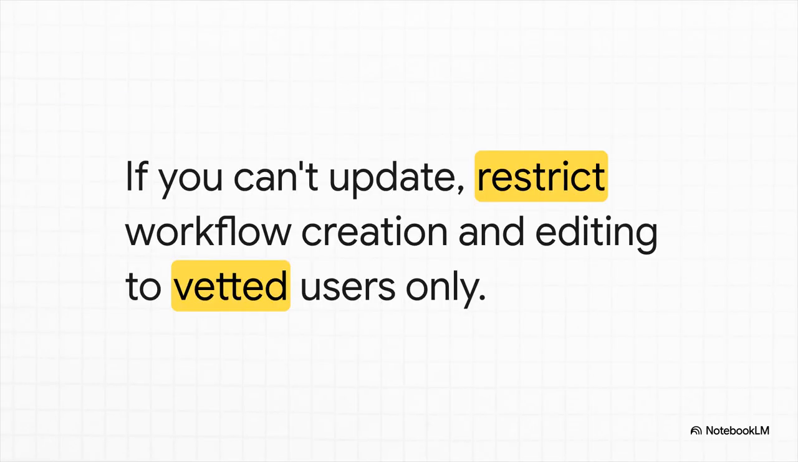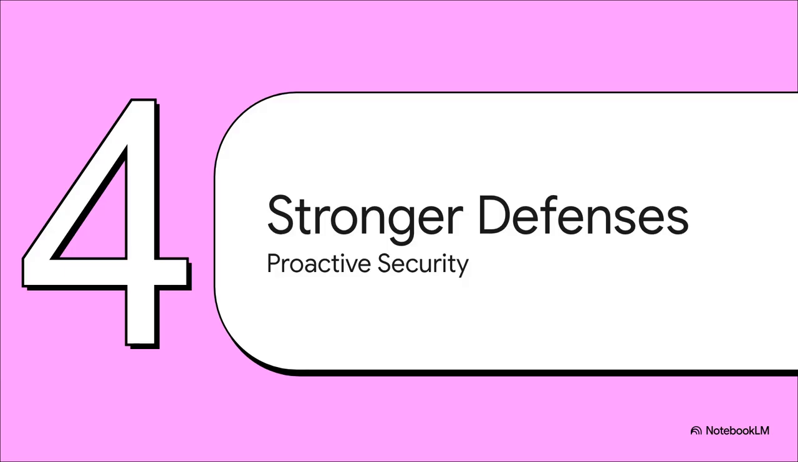Now look, we get it. Sometimes you can't just hit update right this second. So if you're in that boat, there is something you can do in the meantime. The absolute key is to lock down who has permission to create and edit workflows. By restricting that power to only your most trusted, vetted users, you can shrink the attack surface while you plan the update.